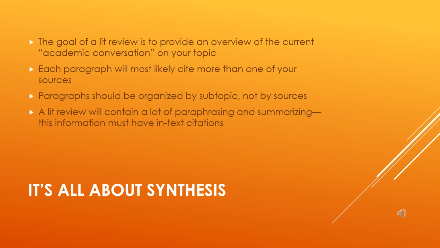So it's not going to be a series of short book reports on each individual source. Instead, you want a paragraph or two paragraphs on each subtopic that you were covering in your lit review. You're going to use a lot of paraphrasing and summarizing because you're covering a lot of ground in a small space. So you're not going to get into a great deal of detail. That's why it's called an overview or a literature review.